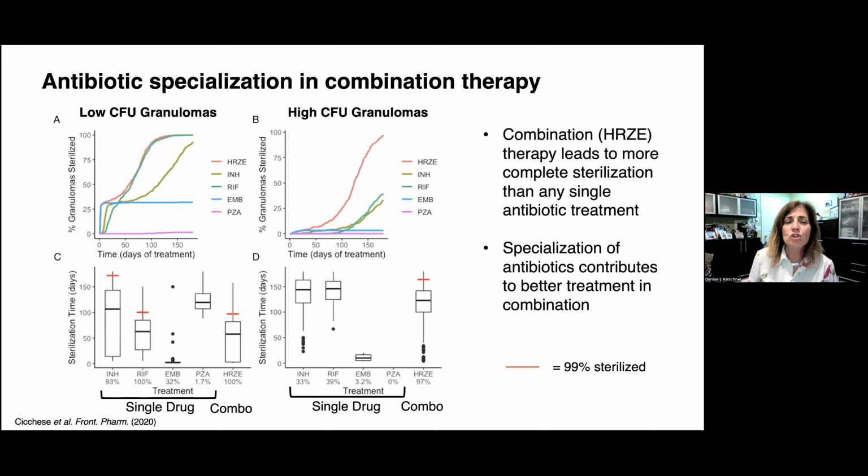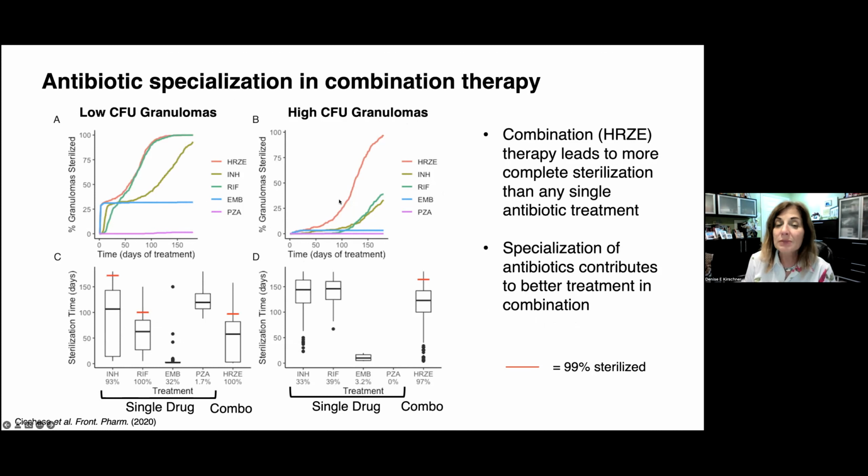So we can do things like treat with multiple drugs. So here's treating with 4 different TB drugs. I'm going to show you the bad granulomas. So here's the high CFU granuloma, the high bacterial load granulomas. I can treat with 4 drugs individually. They don't do much at all.